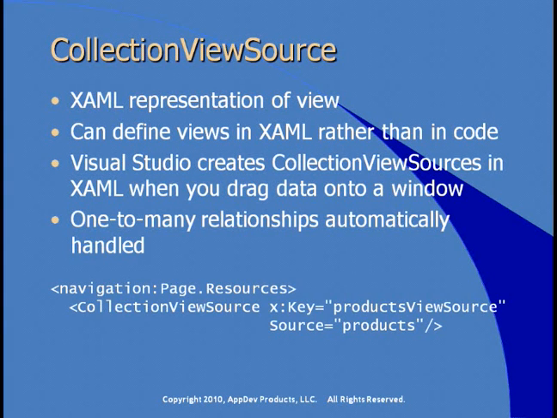So here's an example of a CollectionViewSource in XAML. This CollectionViewSource is called ProductsViewSource, and it's based on Products, which could be a list in and of itself. It could be a property of the collection. It could be the Products property of the Categories class. And we'll look at these a little bit more when we get to the demo.